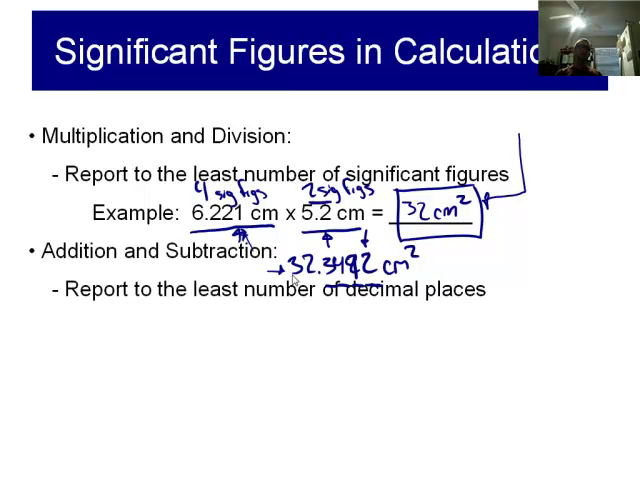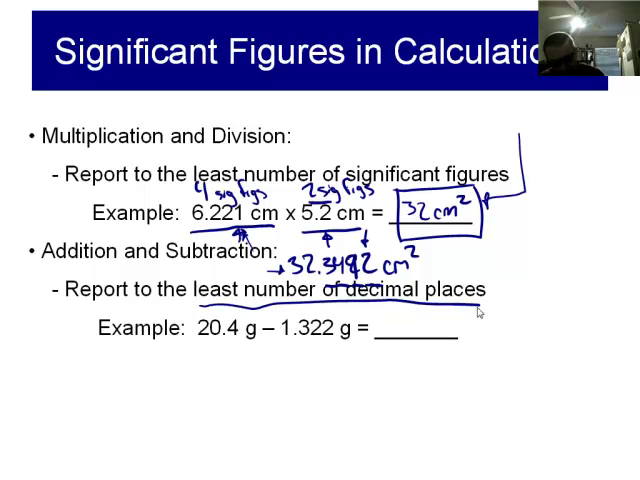Next, let's look at addition and subtraction, okay? That's a little bit different. When we round after doing addition and subtraction, you're going to report your answer to the fewest number of decimal places, not necessarily significant figures. Let's see how that works, okay? Say now we're working with masses, and we're taking 20.4 grams, which has 3 sig figs, and we're subtracting 1.322 grams, which incidentally has 4 sig figs, okay?